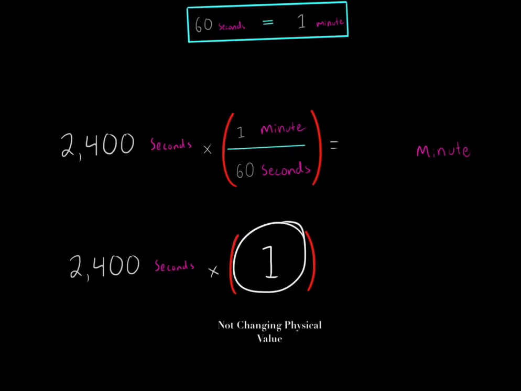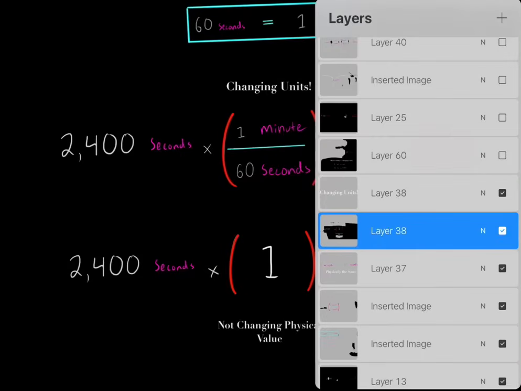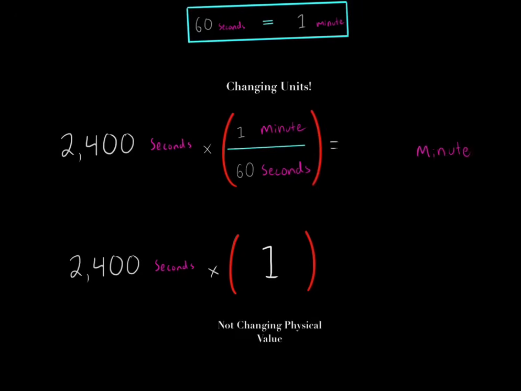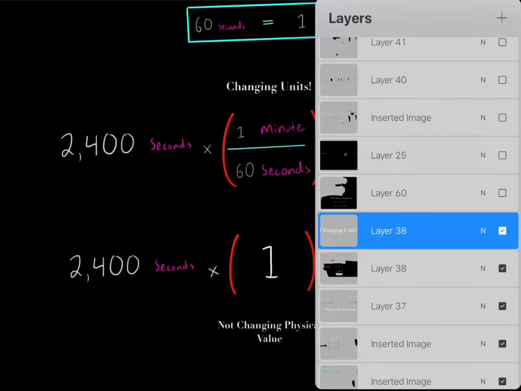The utility of this conversion factor is taking the seconds and converting it into minutes. And that's why we set it up in this way, for the seconds to cancel out, and now we're left with minutes. So again, all this is doing is changing the units, canceling out the units and giving us minutes.